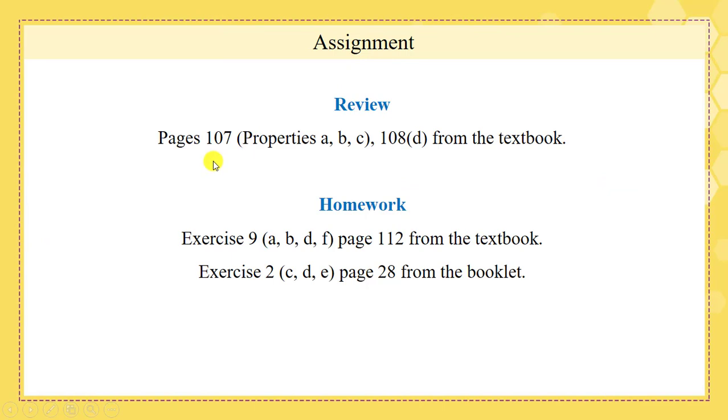Your assignment is review pages 107 properties A, B, C, 108 D from the textbook, homework exercise 9 A, B, D, F page 112 from the textbook, exercise 2 C, D, E page 28 from the booklet.